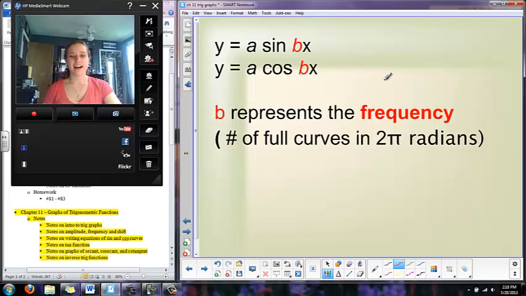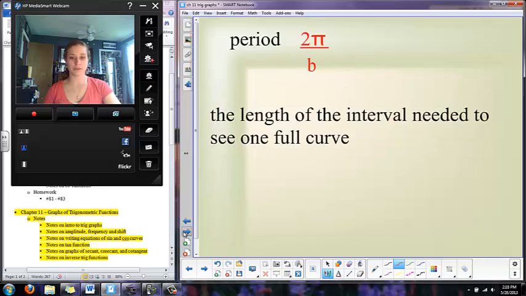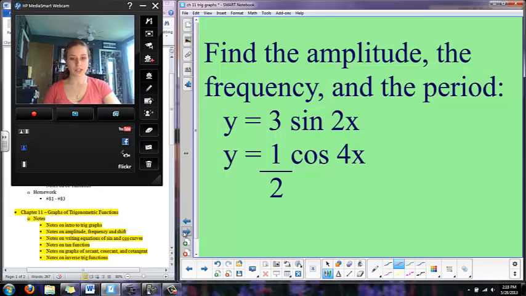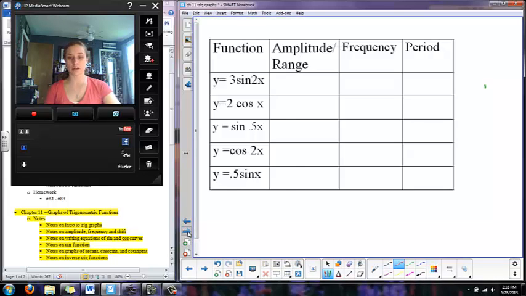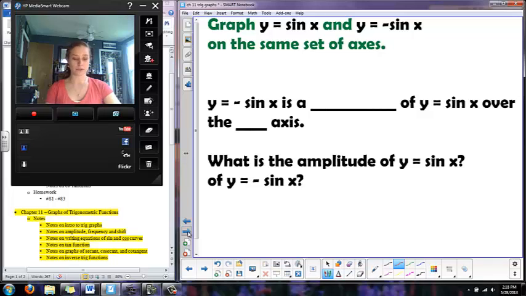This is the number of full curves that you're going to see in 2 pi radians, and we did more examples like that. And the period is 2 pi over b. Find the amplitude, the frequency, and the period. I already went over every single one of these questions with you, so you can go back and look at those videos.